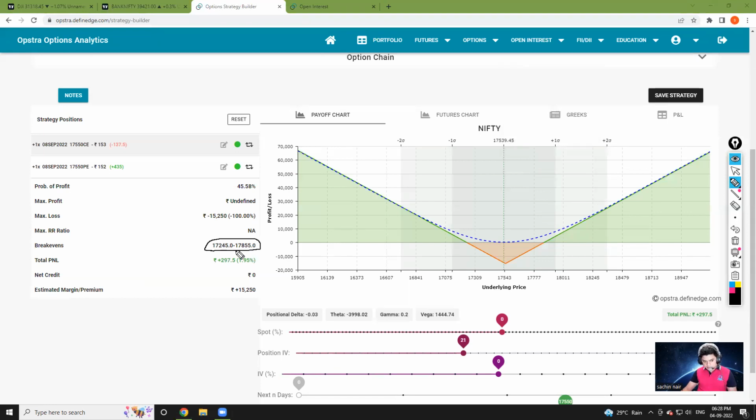Now, does this mean that we have to wait for the expiry? The answer is no. We don't have to wait till the expiry, right? So this chart is telling us, as per Thursday expiry, where the market will close and how much profit we will make.